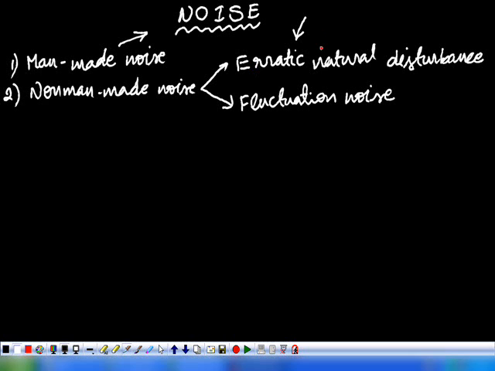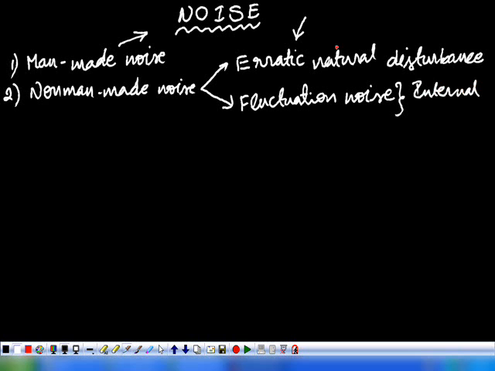So this is the natural disturbance, or erratic natural disturbance. This noise is the non-man-made noise, or the natural noise. The source of such noise is natural, therefore we cannot keep it away from the system under consideration. But this particular fluctuation noise is internal to a particular system, so it is also called internal noise. Erratic natural disturbance is external to the system.